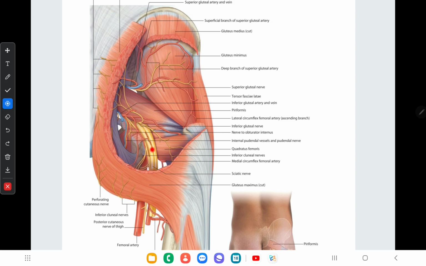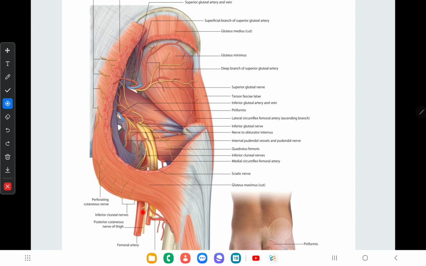Then it goes further downwards, reaching the back of the adductor magnus muscle. You cannot see the adductor magnus muscle here. Adductor magnus is a muscle in the medial compartment of the thigh. So this sciatic nerve lies behind the adductor magnus muscle, and it is also related posteriorly to the posterior cutaneous nerve of the thigh. You have the posterior cutaneous nerve of the thigh here, and it lies behind the sciatic nerve.